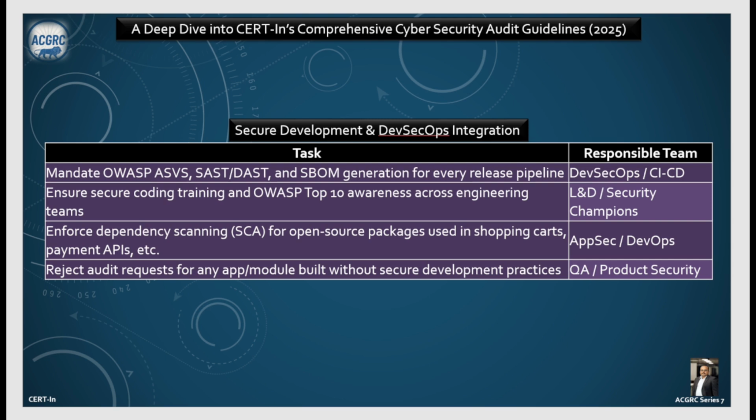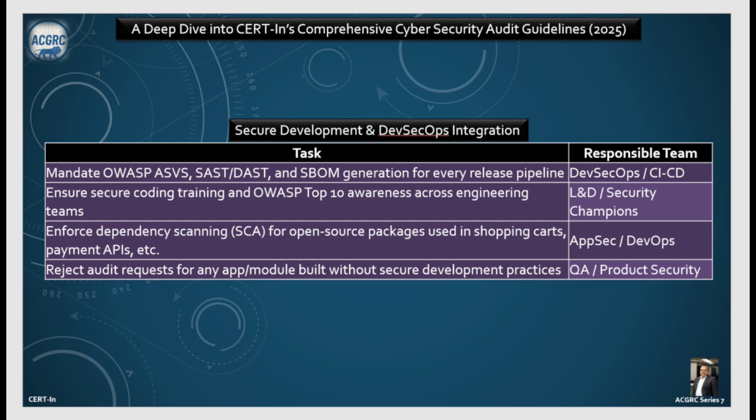Step 2 is to ensure secure coding training and OWASP top 10 awareness across engineering teams, led by your learning and development and your security champions. Step 4 is to enforce dependency scanning for open source packages used in shopping carts, payment APIs, etc. This should primarily be driven by your application security team and your DevOps teams.